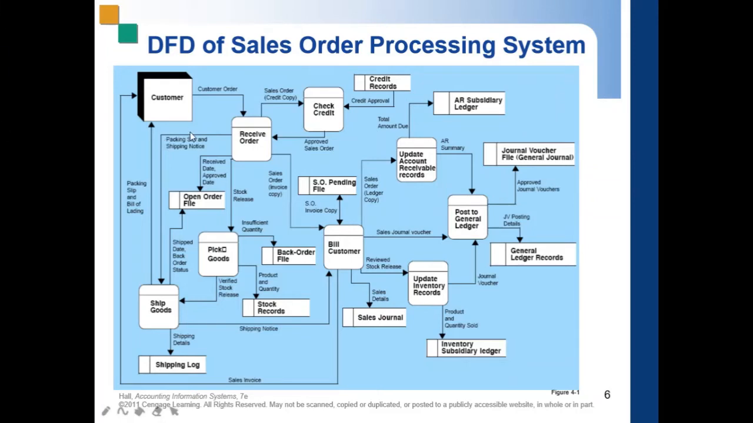So first, let us start with the customer. The customer makes a customer order. Once the customer orders and it is received by the organization or the company, that is our receive order step. The sales process begins with the receipt of a customer order, which indicates the type and the quantity of the merchandise the customer wants to buy.